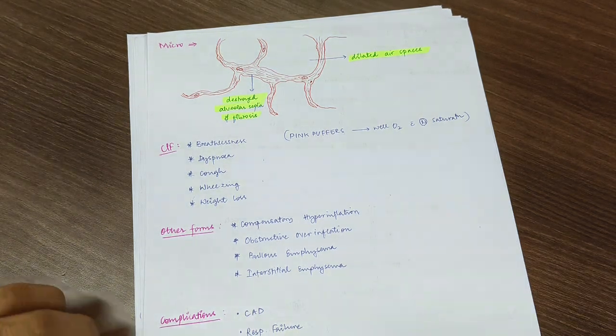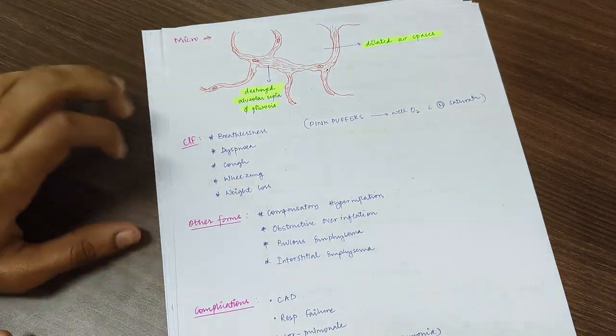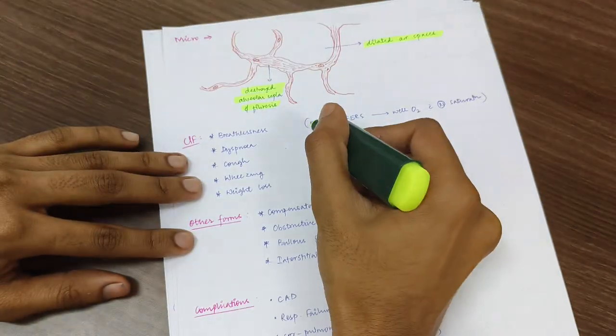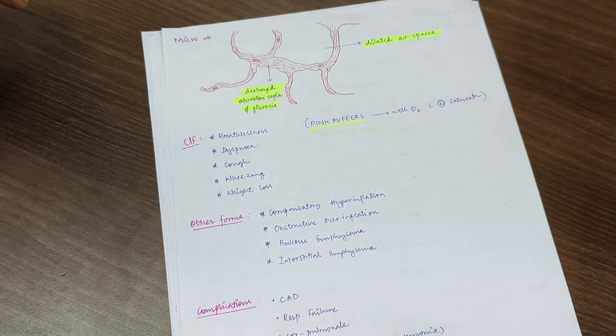Next are the clinical features: breathlessness, dyspnea, cough, wheezing, and weight loss. They are called pink puffers because they are well oxygenated and maintain normal saturation, whereas the blue bloaters are the others, that is chronic bronchitis.